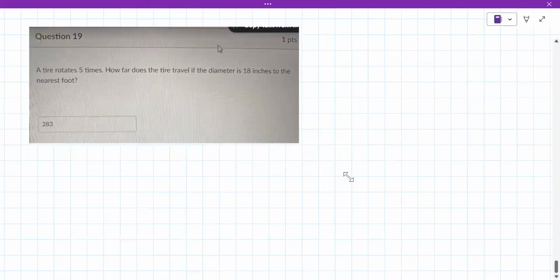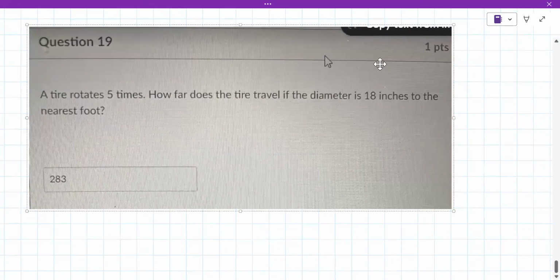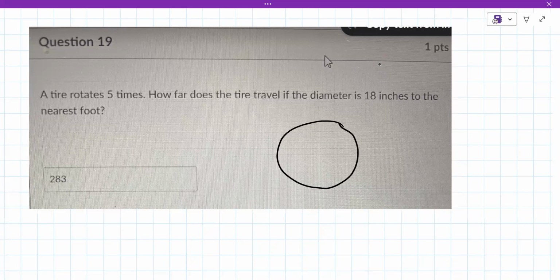Fantastic. All right, number 19. A tire rotates 5 times. How far does the tire travel if the diameter is 18 inches to the nearest foot? This is actually a really cool exercise that they should do with you. Imagine the tire, you pick a point on the tire and then you roll it until the tire's back where that same point is on the ground.